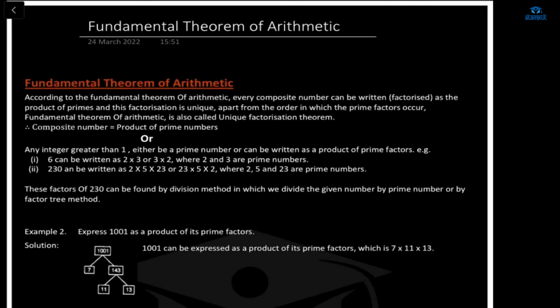Now, you can simply say that a composite number is equal to the product of prime numbers. Okay, that is a simple definition: a composite number is equal to the product of prime numbers. Understood? Yes. Okay, now let's see these.